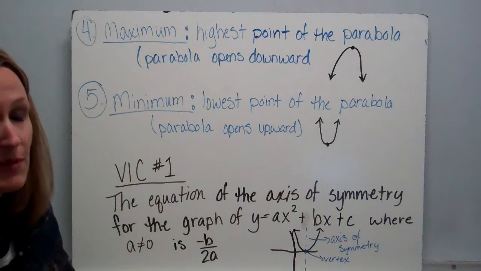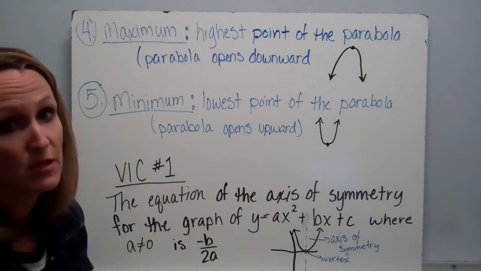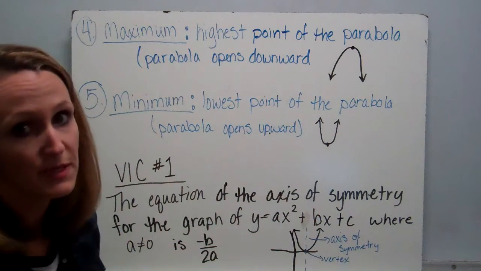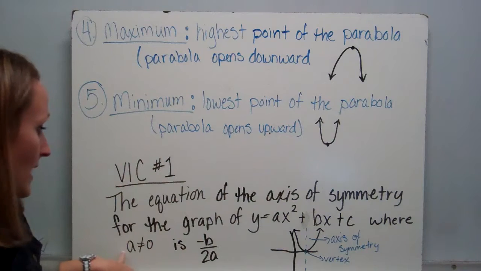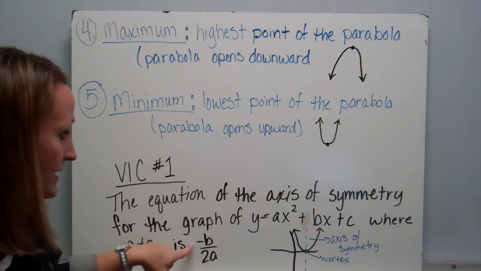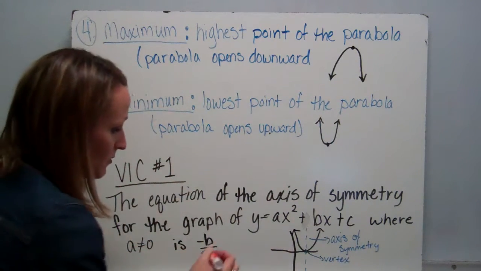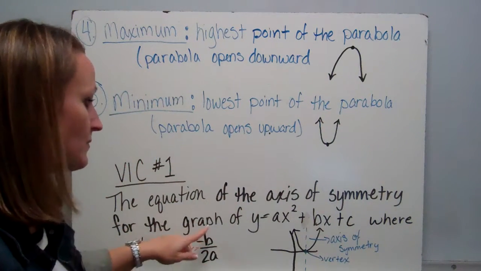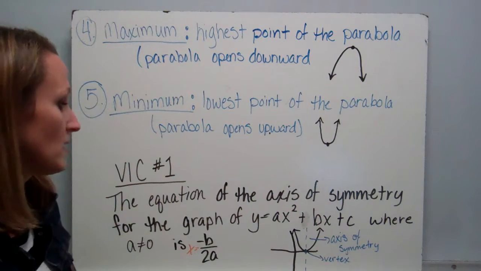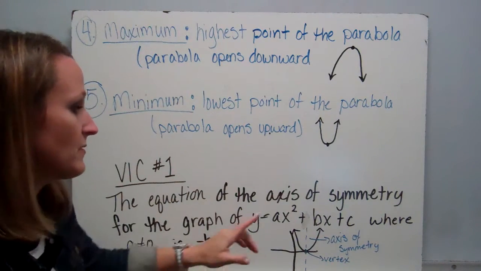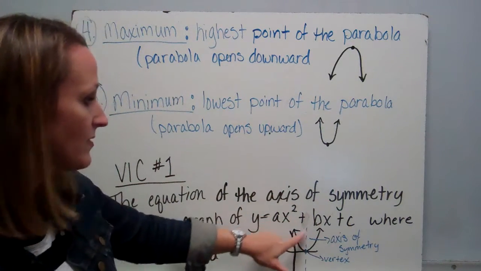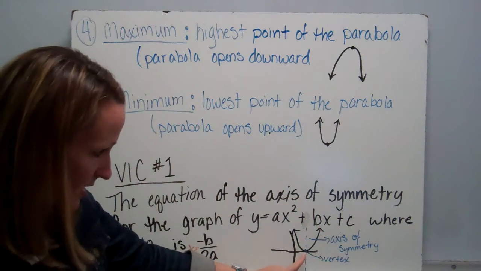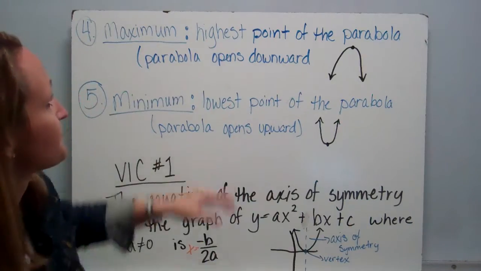Very important concept number 1. You can find the equation of the axis of symmetry for the graph of y equals ax squared plus bx plus c, where a is not equal to 0, by doing x equals negative b over 2a, or the opposite of b over 2a. So if we've got our graph, here's our parabola, our axis of symmetry goes straight down the middle, and our vertex is this point here.